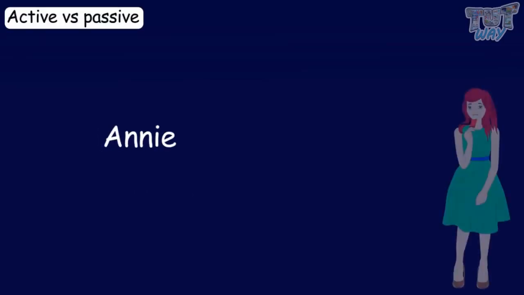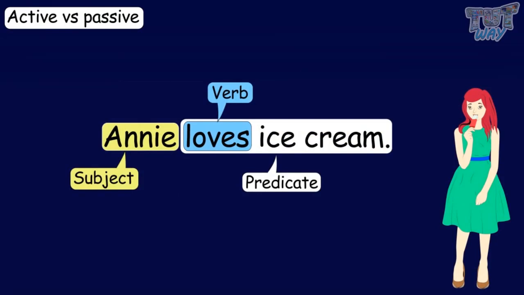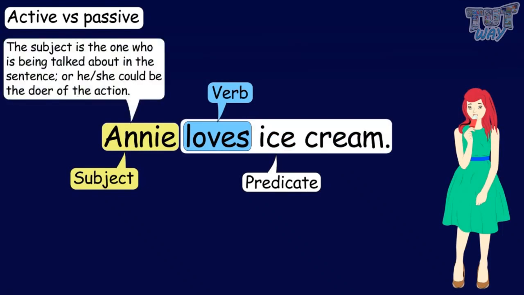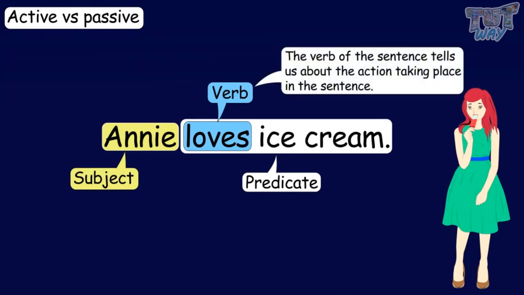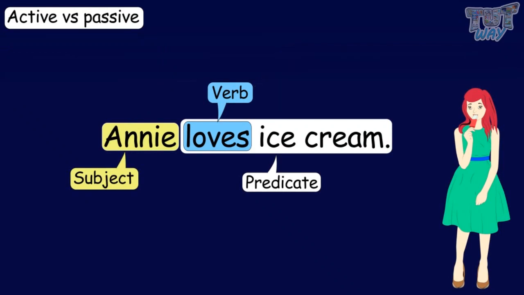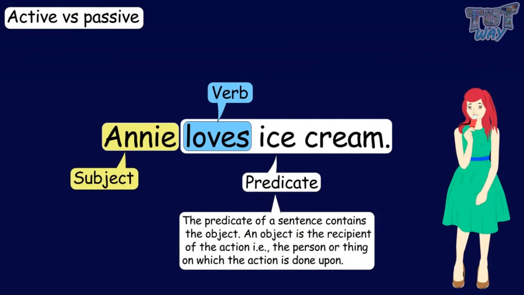Kids, in the previous sections, we have already learned about the sentence and its components. That is, the subject, the verb, and the predicate. The subject is the one who is being talked about in the sentence, or he could be the doer of the action. The verb of the sentence tells us about the action taking place in the sentence. The predicate of a sentence contains the object. An object is the recipient of the action, that is, the person or thing on which the action is done upon.